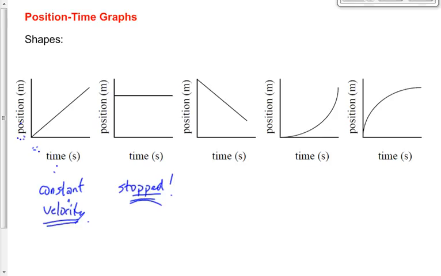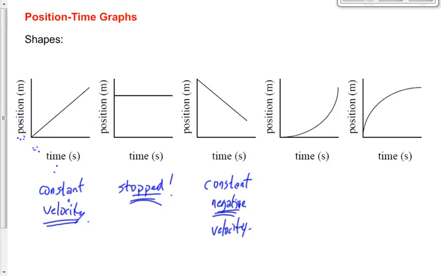Third one. Still a straight line. This one slopes downward. What does this one mean? Good. Constant negative velocity. I'll explain what that means in a second. Constant negative velocity. This does not mean that the car, let's say a car, is going backwards. It means the car is going in the backwards direction, the negative direction.